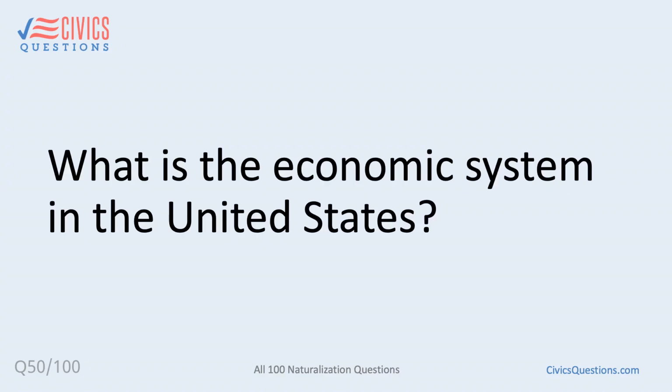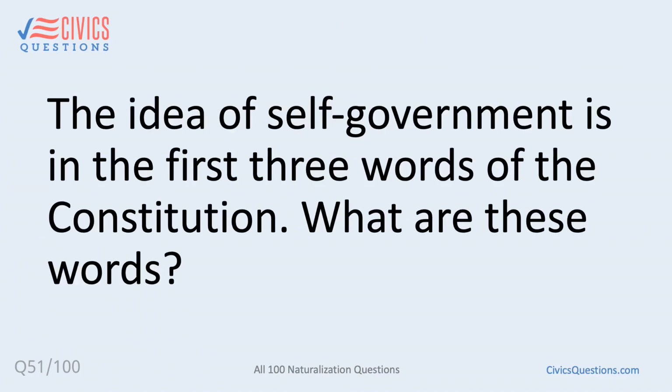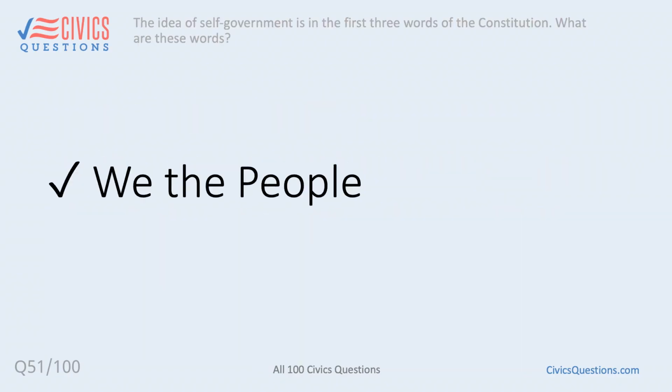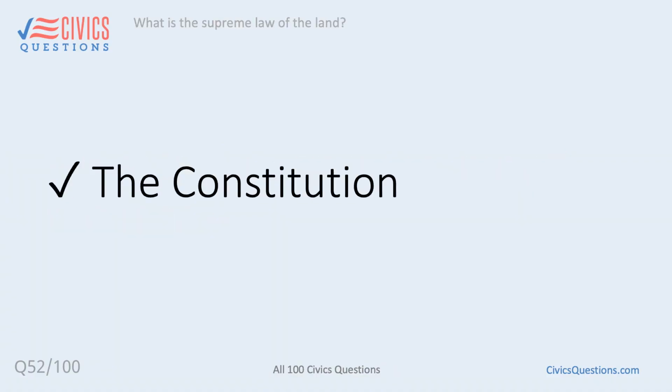What is the economic system in the United States? Market economy. The idea of self-government is in the first 3 words of the Constitution. What are these words? We, the people. What is the supreme law of the land? The Constitution.